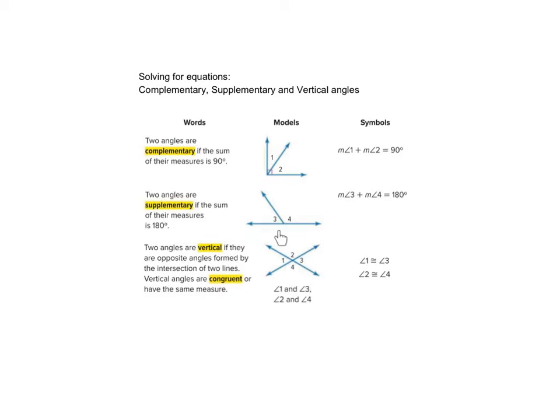Supplementary angles add up to 180 degrees. They create a straight line. And vertical angles are the angles that are opposite of each other. So 1 is opposite of 3, and I know that they're congruent, or the same size. 2 is vertical to 4, so they're also congruent. So if I know the size of one, I can find the size of the other.